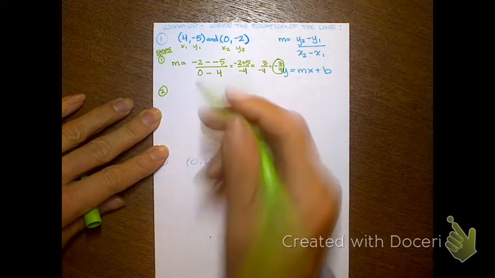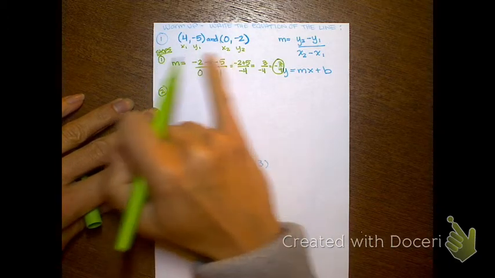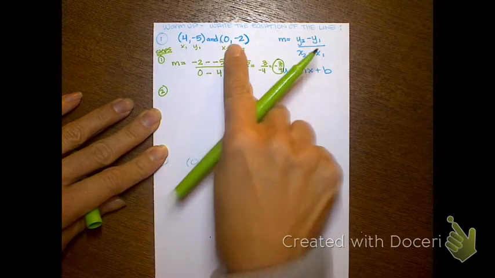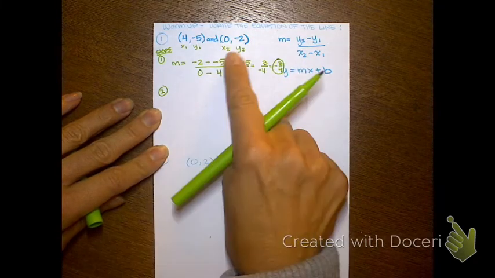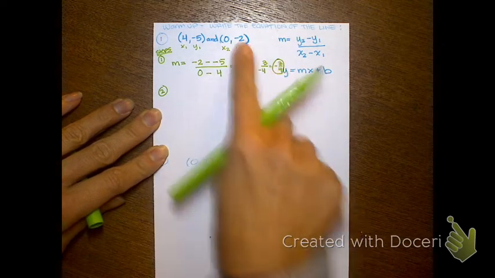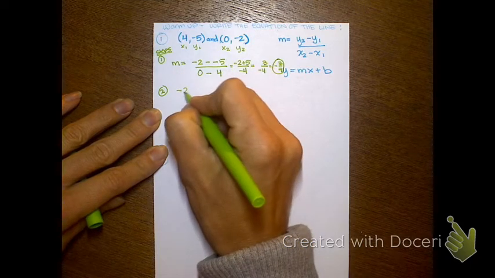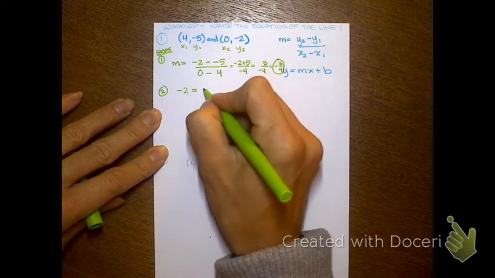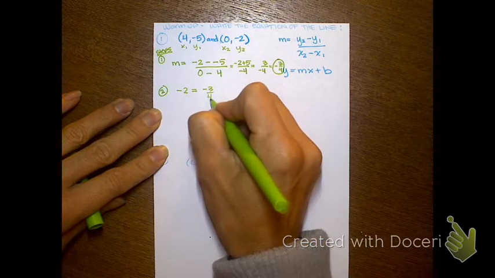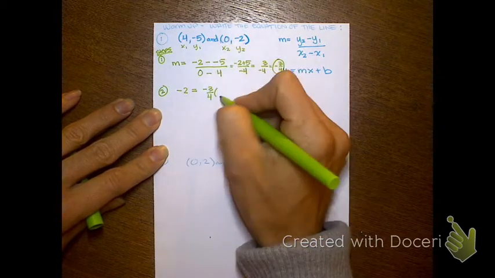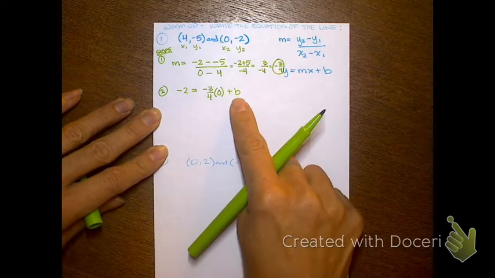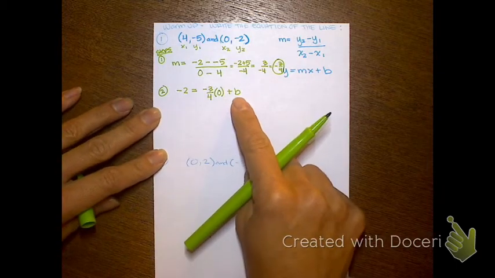So what I'm going to do is pick a point. I would probably pick which one, the first or the second one? The second one, because it has smaller values, right? So I'm going to plug in this number for the y. So I'm going to get -2 equals m. What was my m value I just found? -3/4 times, what was my x value? 0 plus b. Now remember, what I'm solving for is b.